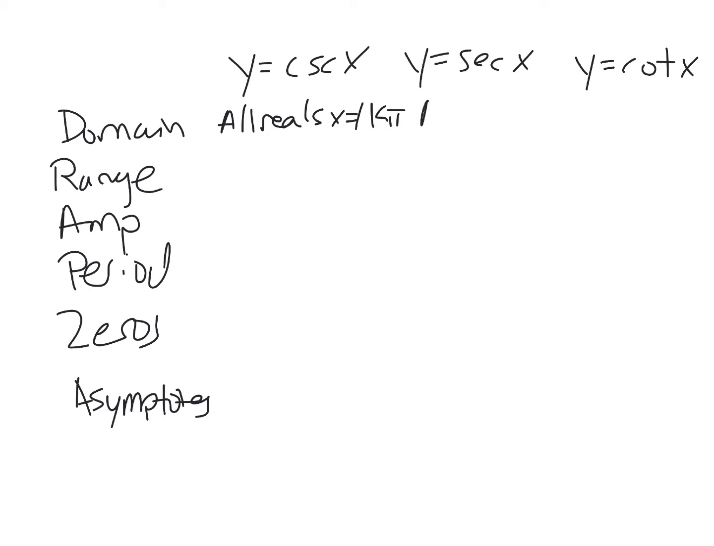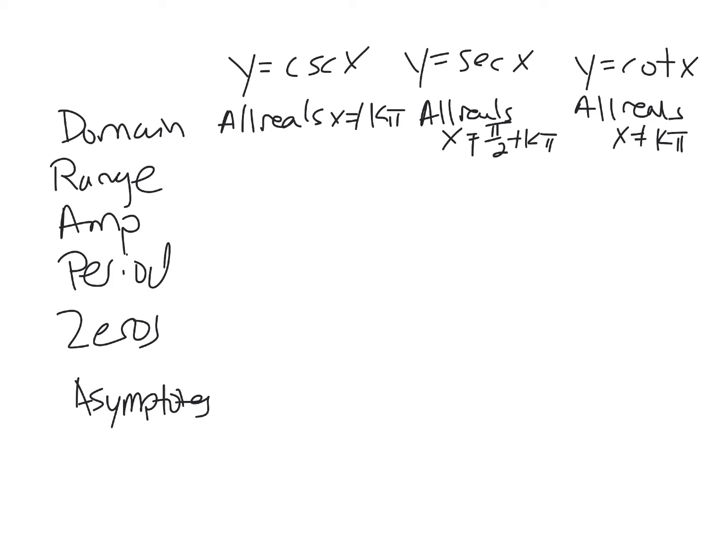So it'd be all reals when x is not equal to pi over 2 plus k pi. Cotangent, it's whenever sine can't be 0. So same as cosecant. All reals when x is not k pi.